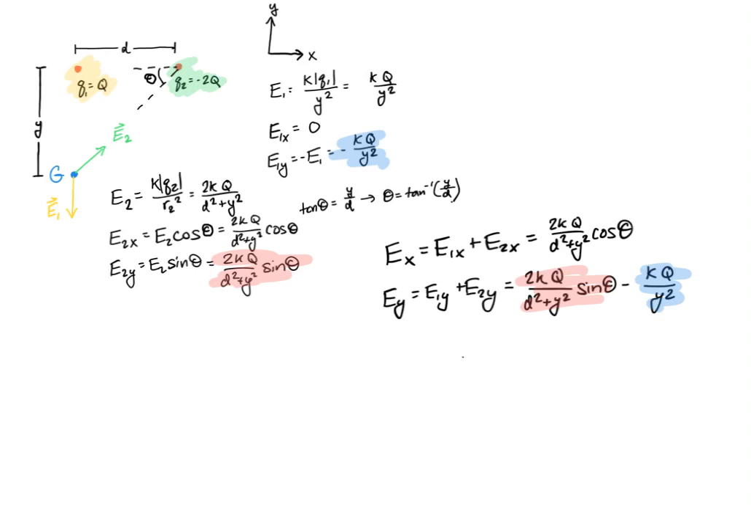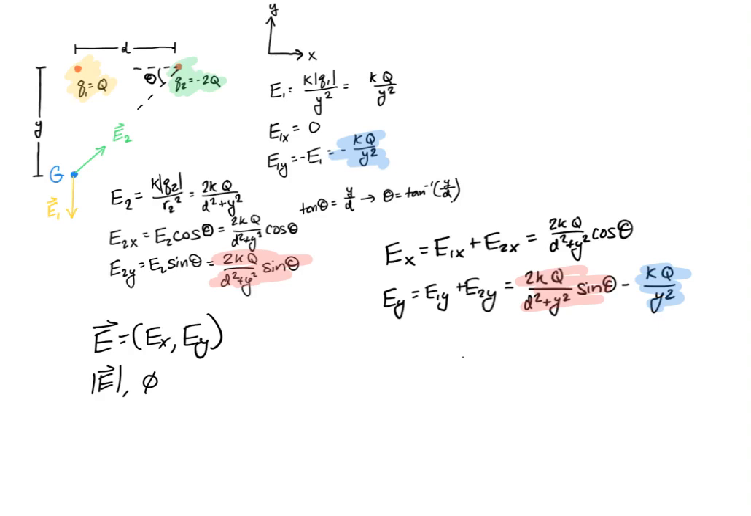I can represent my total electric field then in two ways. One is as the x and y components that we found. But oftentimes what I want to do is express it as a magnitude and an angle. I want to know what direction it points. And we can do that.